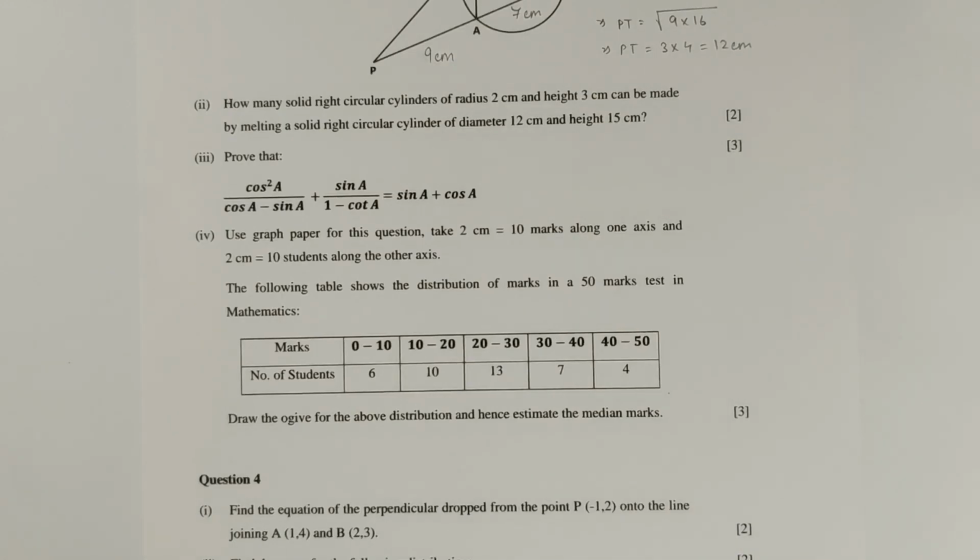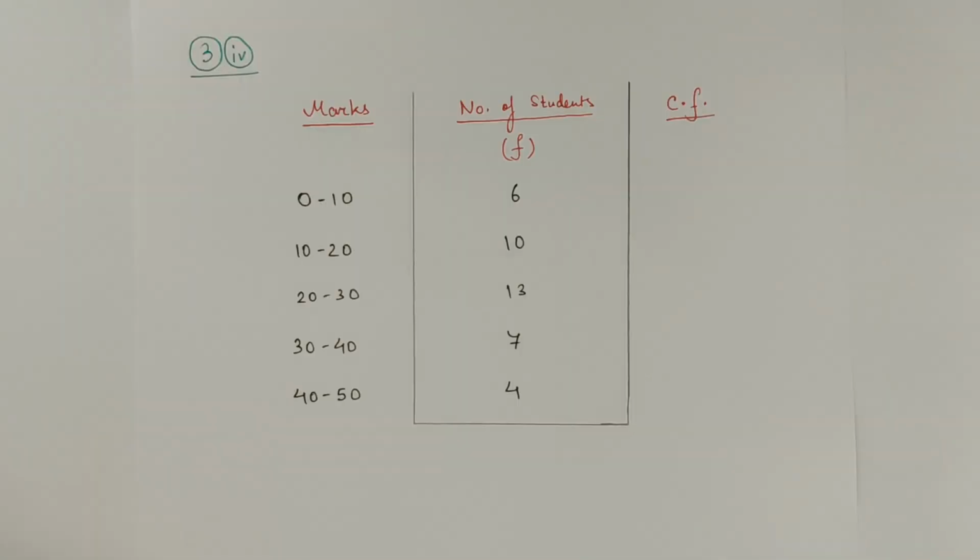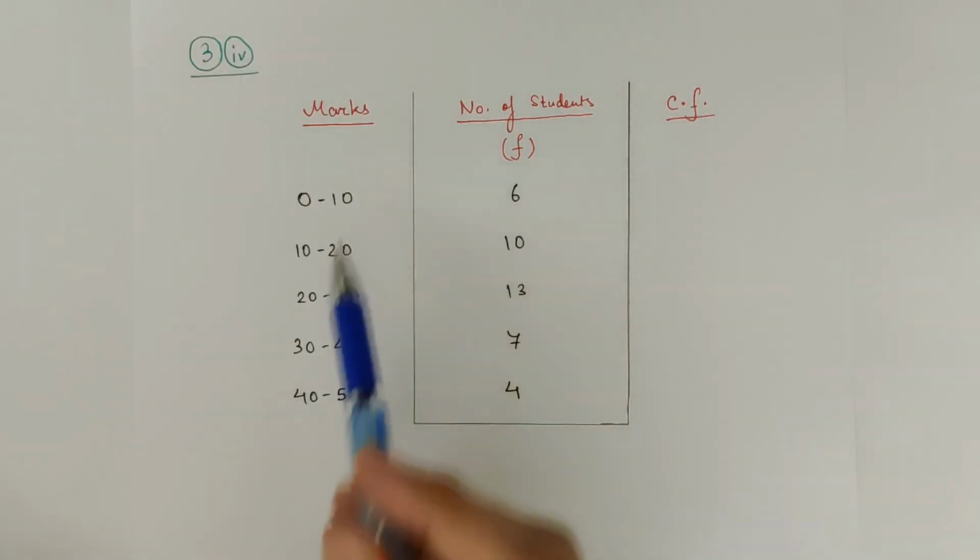Part 4. You have to use graph paper for this question. The following table shows the distribution of marks in a 50 marks test in mathematics. You have the table given. You have to draw the ogive for the above distribution and hence estimate the median marks. So a simple question of ogive. Let's solve it. So guys, here we have the table.